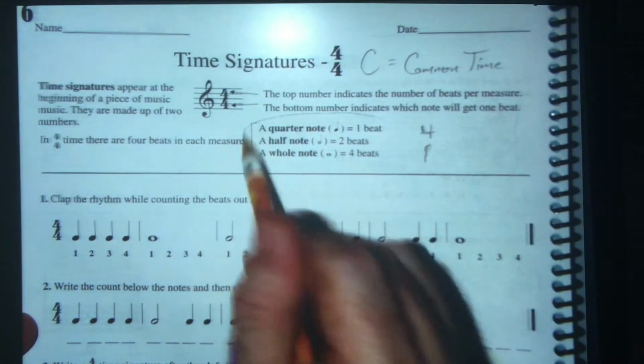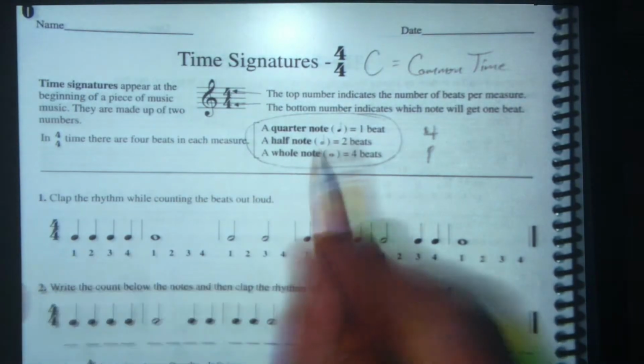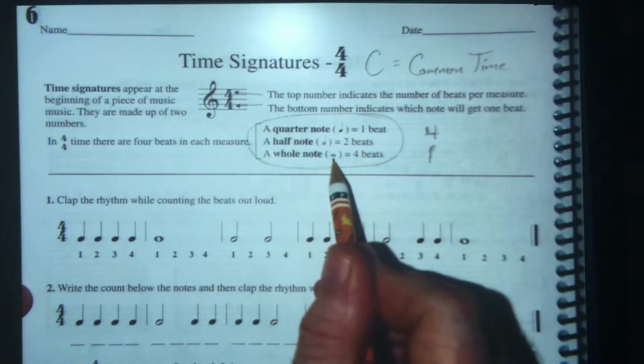So that's this stuff. And we're going to be doing this for a long time in beginning band and intermediate band, all bands. We always do these. These are very basic beat rhythms. Of course, they get significantly harder by the time you're in advanced band, but this is what we're looking for now. Quarter note receives 1 beat, half note gets 2 beats, and a whole note looking like a circle gets 4 beats.